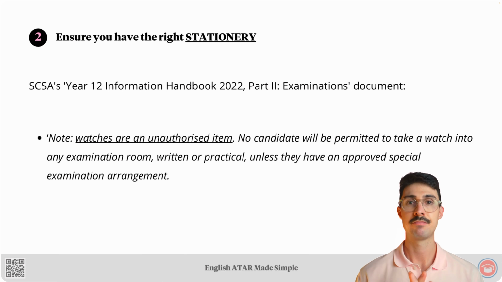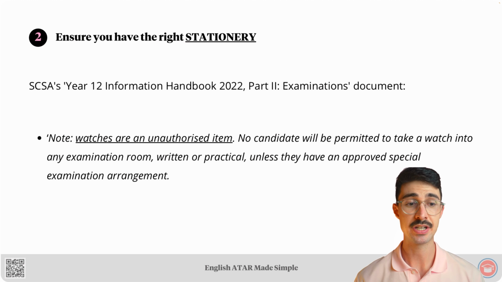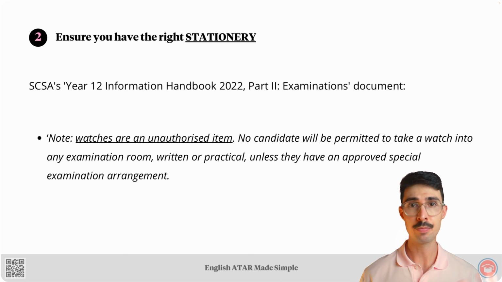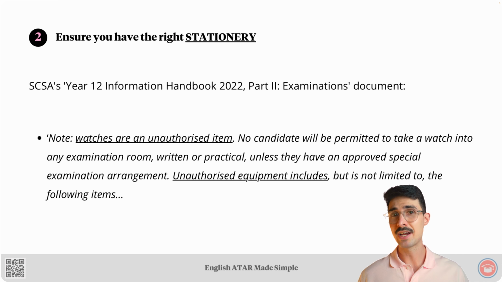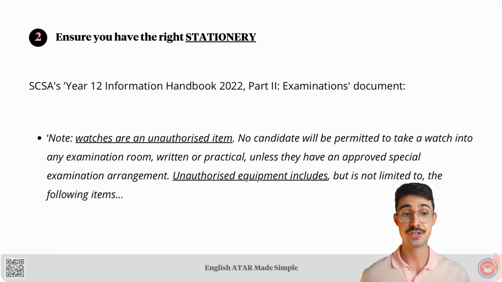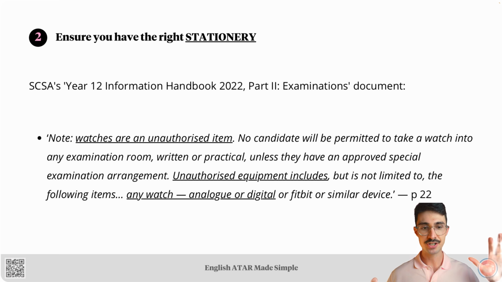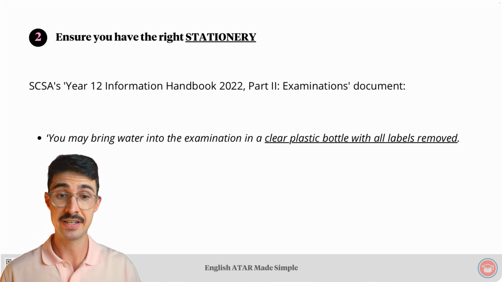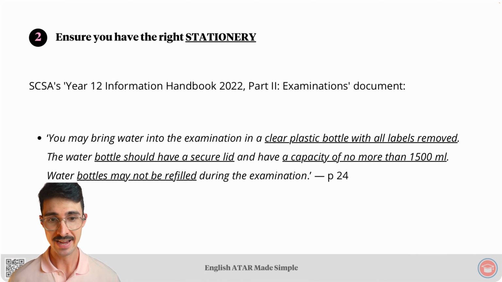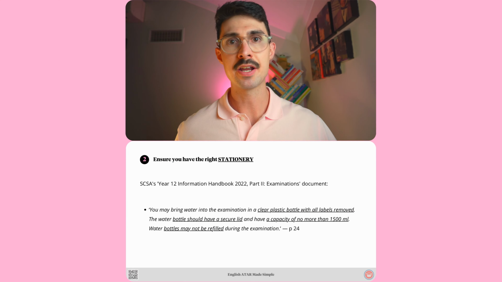Sad face. No candidate will be permitted to take a watch into any examination room, written or practical, unless they have an approved special exam arrangement. Unauthorized equipment includes but is not limited to the following items: any watch, analog or digital or Fitbit or similar device. Next, you may bring water into the examination in a clear plastic bottle with all labels removed. The water bottle should have a secure lid and have a capacity of no more than 1,500 milliliters. Oh, this is 3,000. Yeah, definitely no go. Cool. That is the guideline about stationery.